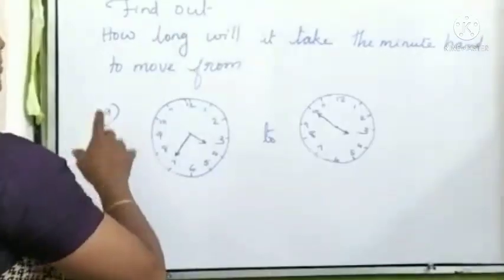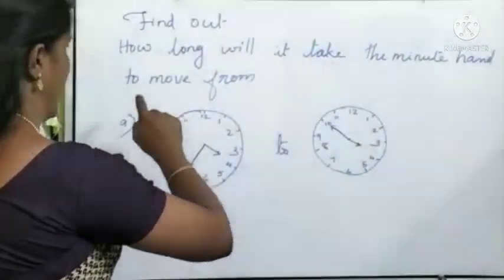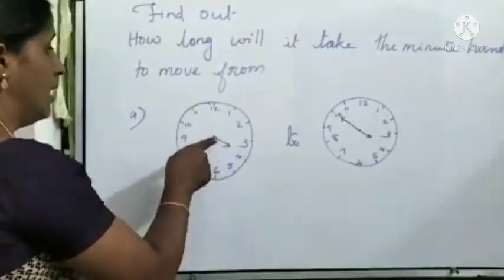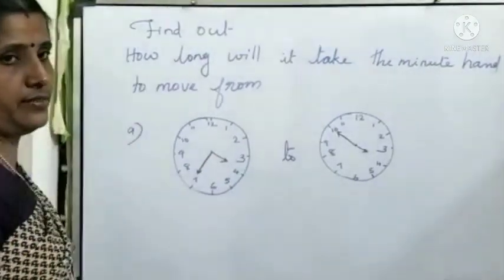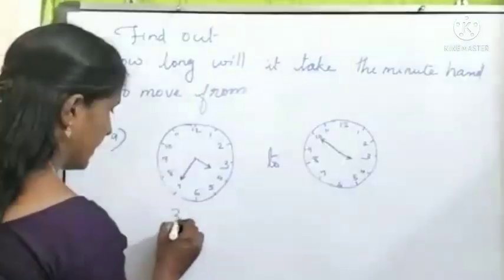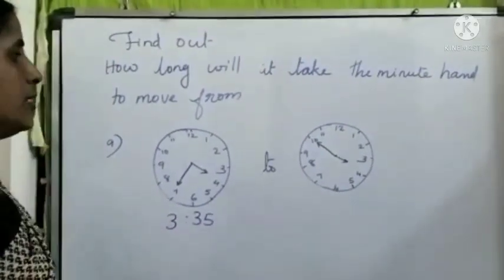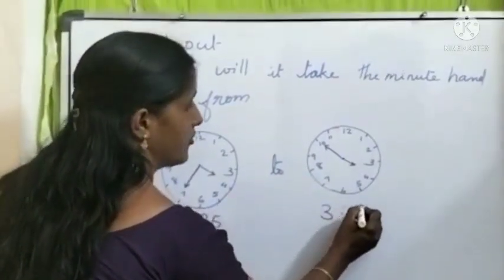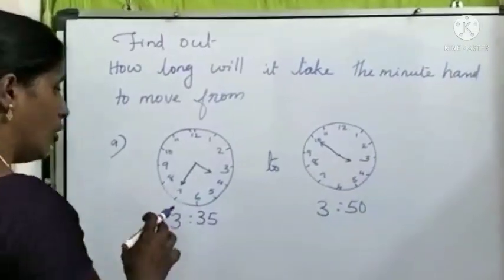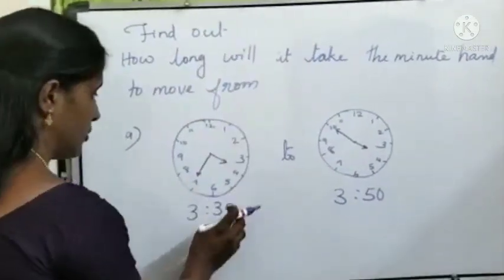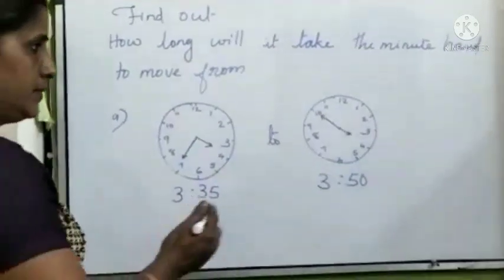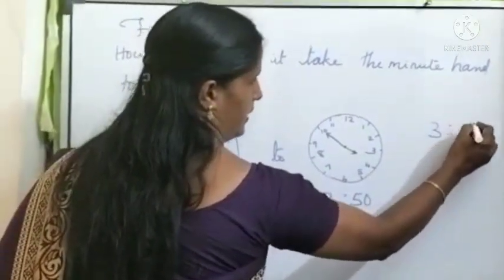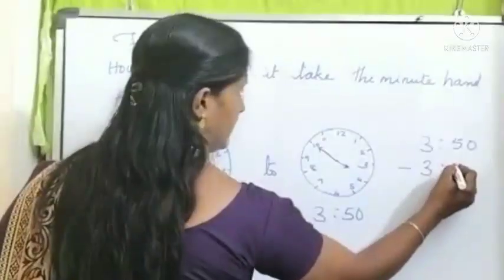So, the next question, how long will it take the minute hand to move from? Here in the first clock, what is the time? Yes, 3:35. That is the time mentioned here, 3:35. But what is the time here? 3:50. So, how many minutes will it take to move from 35 to 50? So, the second number we have to write first. 350 minus 335.